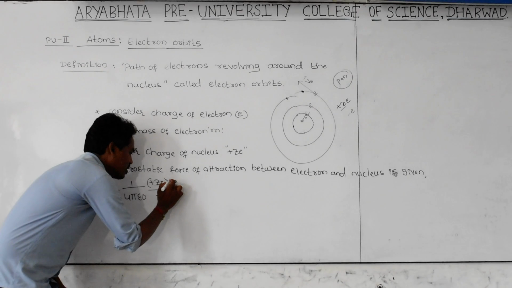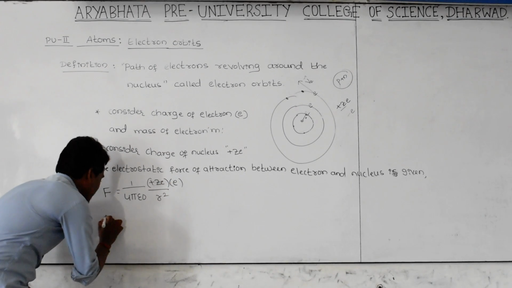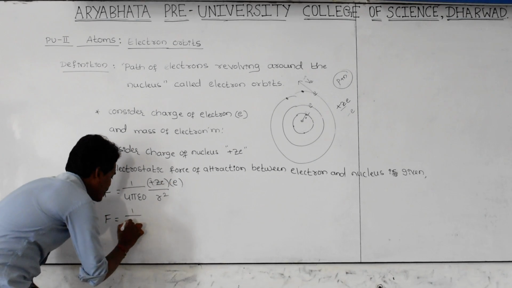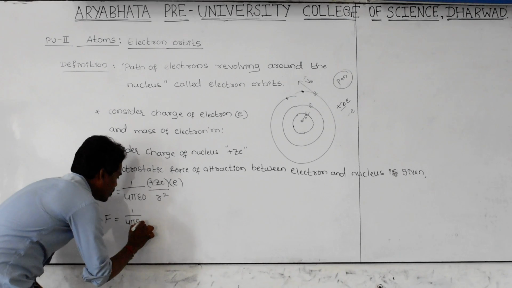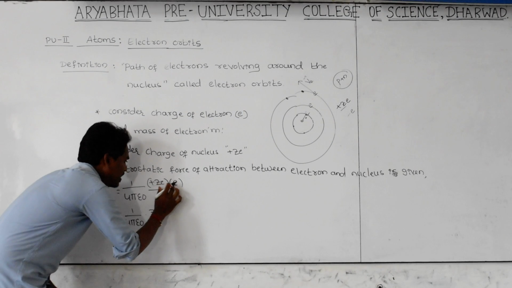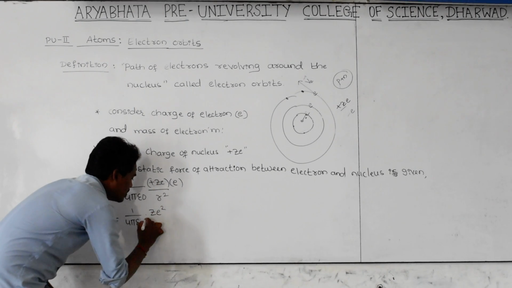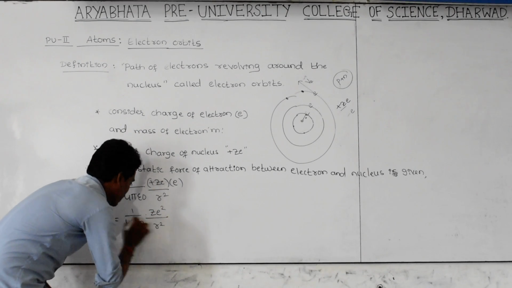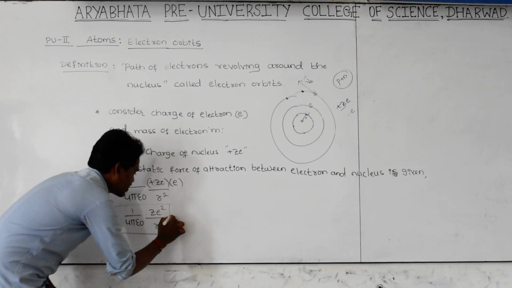Next, simplify this. F is equal to 1 by 4 pi epsilon naught, Z as it is, E into E, that is Z E square, divided by R square. Let us call this equation number 1.